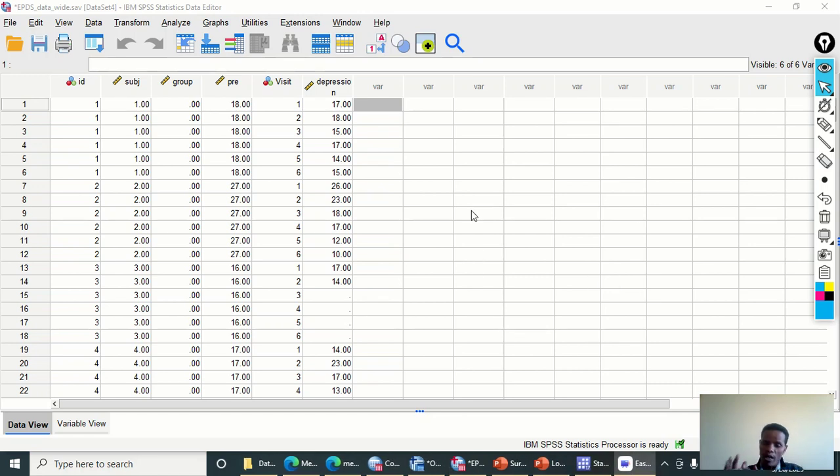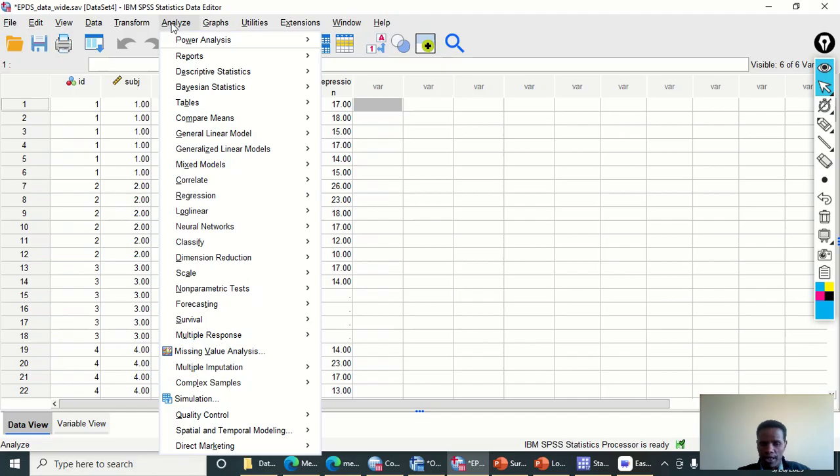Okay, now our data has been transformed or changed from the wide form to the long form. Now let's proceed to our analysis of our generalized estimating equation, or longitudinal data analysis.